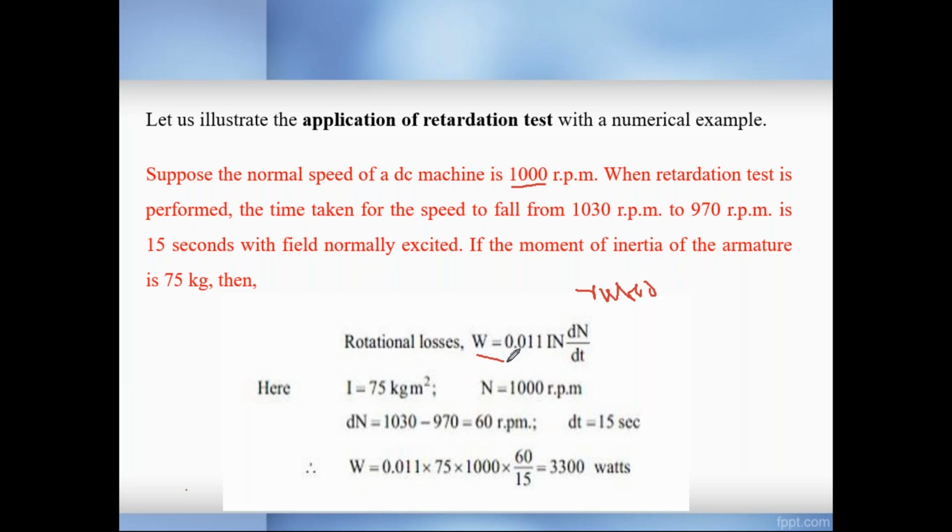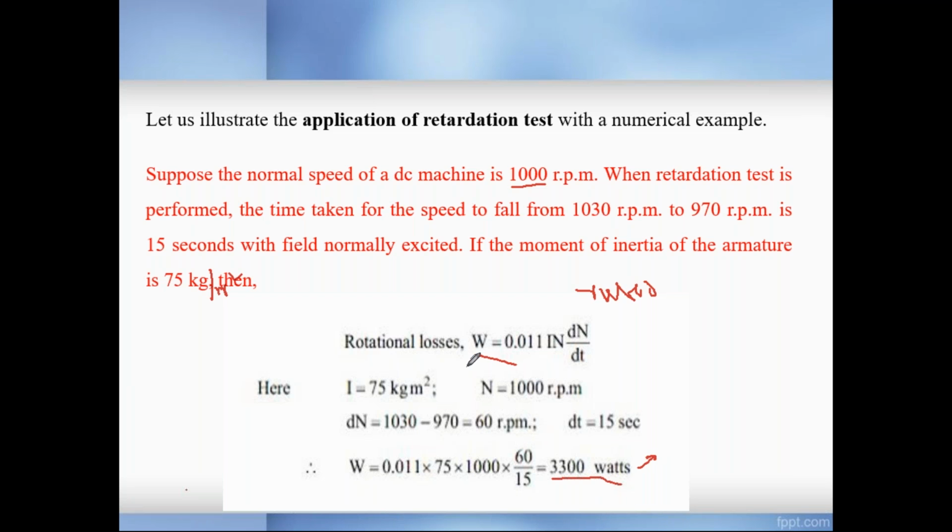So the rotational loss formula is W equals 0.011 I n dN by dt. Now let me substitute all the parameters we have here. The first is 0.011, I is 75 kg m square, the moment of inertia, and the normal speed is 1000 rpm. dN is the change in speed, from 1030 to 970, a difference of 60 rpm, and dt is the time, 15 seconds. From this equation you get 3300 watts as the rotational losses.